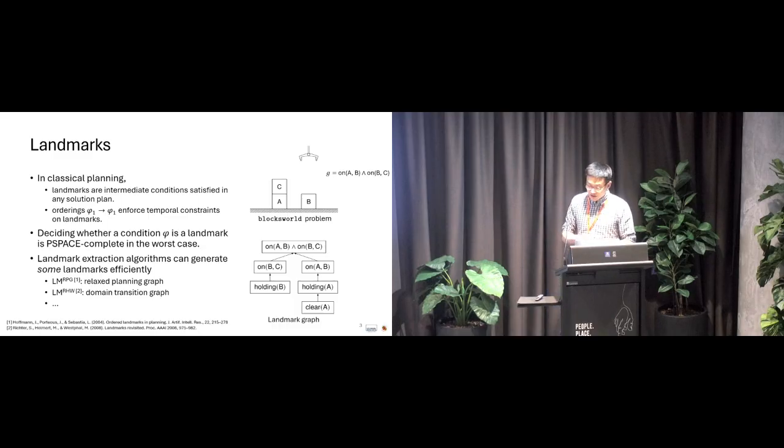Now, in general, determining if a condition is a landmark is a PSPACE-complete problem. It's as hard as planning in the worst case. But the good thing is that there are algorithms that can find some landmarks for a given problem. These algorithms use constructs like a relaxed planning graph or a domain transition graph. Our work uses the RHW landmark extraction algorithm, named after its authors, but other methods exist as well. The key takeaway here is that we can use any such algorithm to generate this landmark graph automatically for a given classical planning problem.